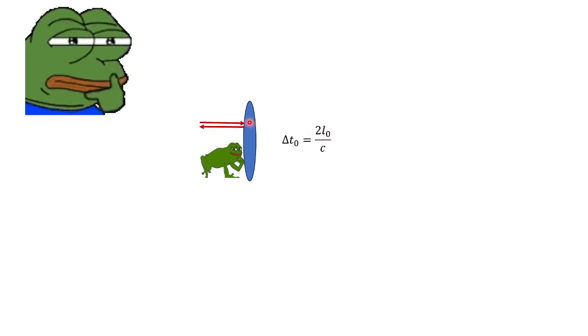So the distance traveled from here to here is the same, and we multiply it by 2, and the whole trip takes delta t naught, a review from kinematics. So delta t naught is 2 L naught over c, or the distance over the speed of propagation. Now, if Pepe runs at relativistic speed, what will happen?